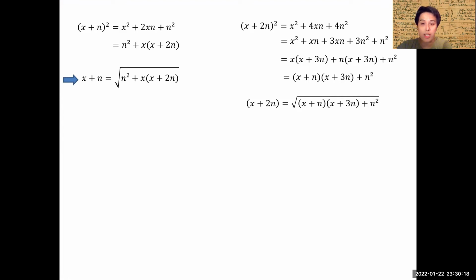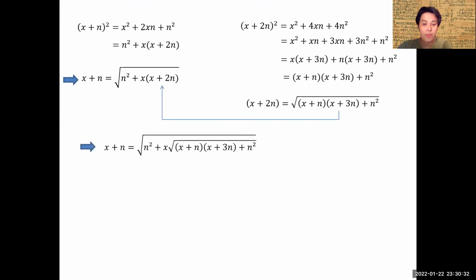At this point, I'm going to substitute this equation over here. As you can see now, the nested radicals are actually expanding. So I substitute, and what I get is the root of n squared plus x, where x plus 2n is the root of x plus n, x plus 3n plus n squared. So this is the procedure that I will be continuing.